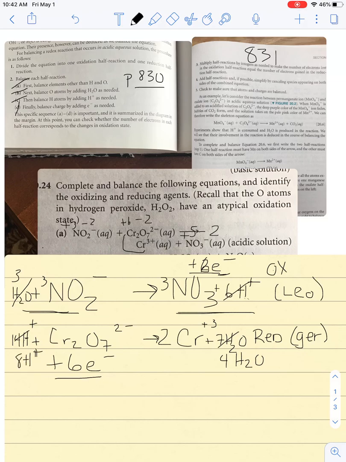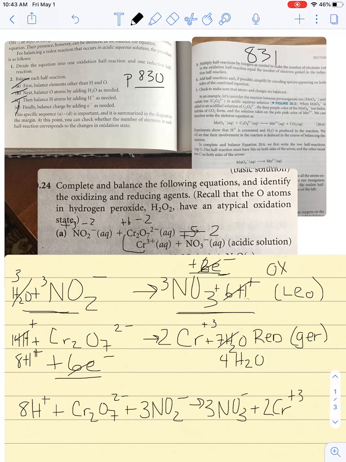So now I'm going to add the reactions together. I'll start with those 8 hydrogens, plus Cr2O7 2 minus, and as I'm doing this, I'm really hoping that my total charges are going to be the same on both sides. My electrons go away because they cancel. 3NO3 minus plus 2Cr 3 plus, plus 4H2O. Okay, so that's my overall reaction.